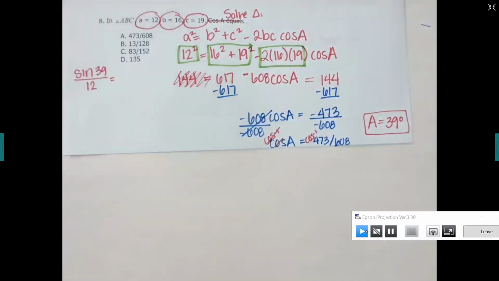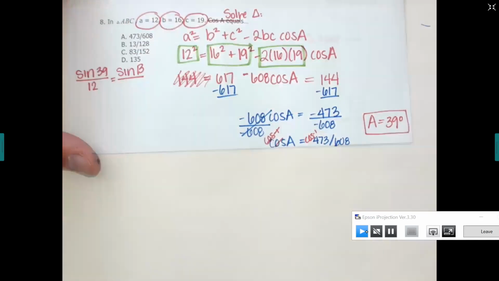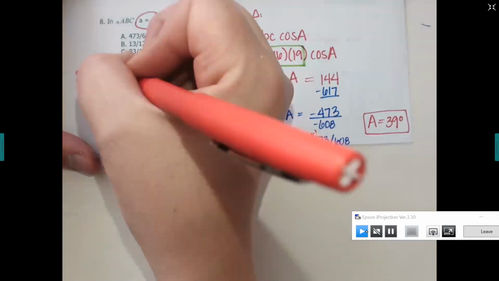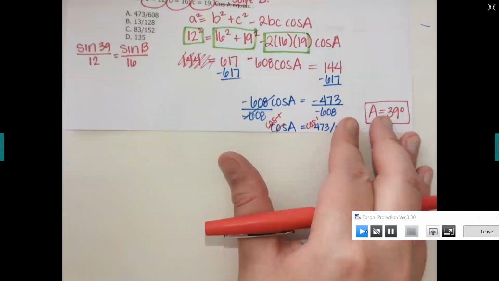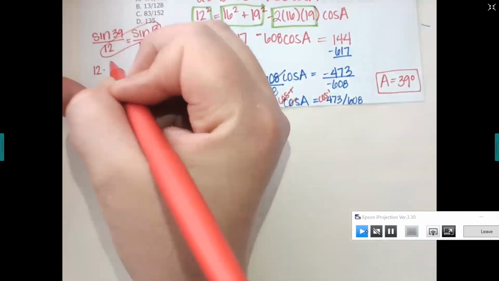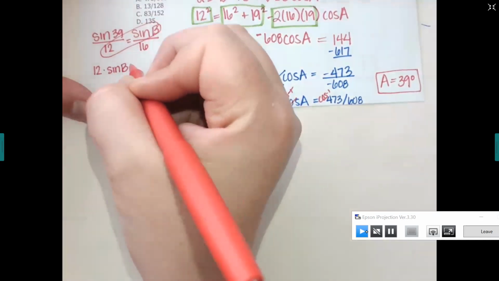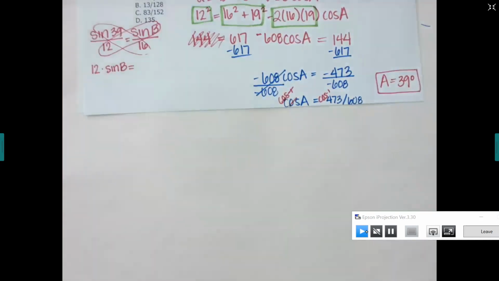And then I'm going to do sine of, do you want to find B or C first? It doesn't matter. Okay, B. So we'll do sine of B over what number? Little b is a 16. Very good. And then you're going to cross multiply just like we were doing before. So my 12 times sine B is going to stay that way because I can't put it in the calculator. But then for the other diagonal, I can type that in. So it's sine 39 times 16.